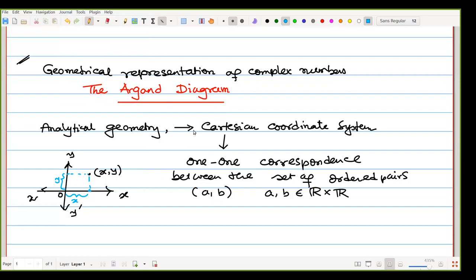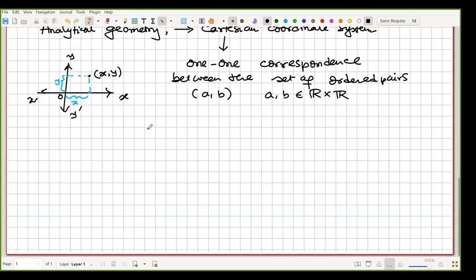Suppose we have a complex number, that is a plus ib. Now, that one is our coordinate system. Suppose that is x, that is y. That is our origin. So that complex number a plus ib can be written in the form of (a, b), that is the ordered pair.